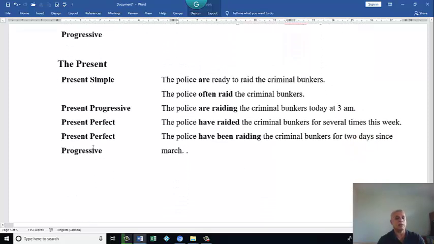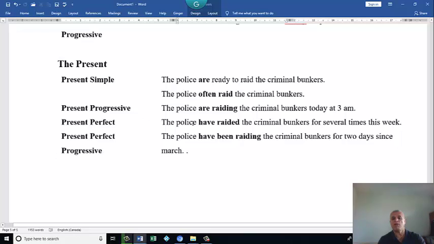Let's look at when we have a plural subject. Present simple: The police are ready to raid the criminal bankers. The police often raid the criminal bankers. Then progressive: The police are raiding the criminal bankers today at 3 a.m. It means at 3 a.m., if you go there, you can see the police doing the action. They continue at that time, the time frame we just mentioned.